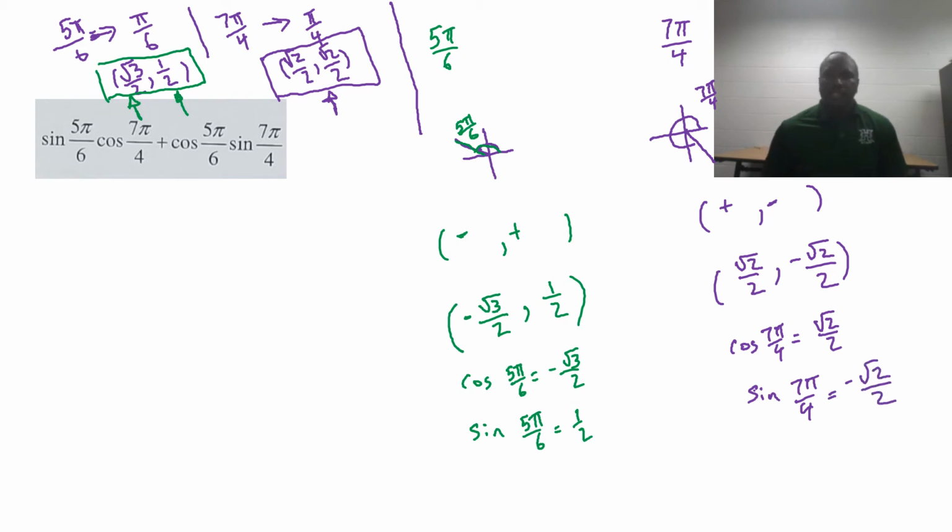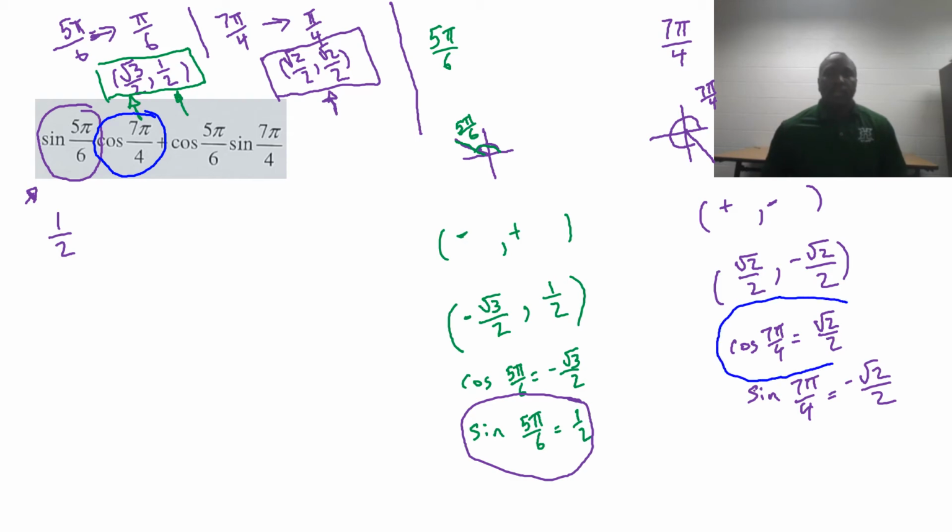So let's put that all together. In the problem we have here, it says we have the sine of 5 pi over 6 first. We know that the sine of 5 pi over 6 is 1/2, so we're going to put 1/2 first. Then we're multiplying that with the cosine of 7 pi over 4. The cosine of 7 pi over 4 is radical 2 over 2, so we're going to multiply by radical 2 over 2. Then it says that we need to add.